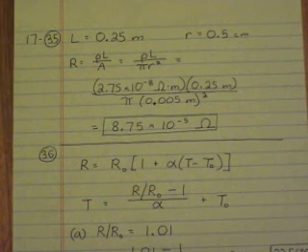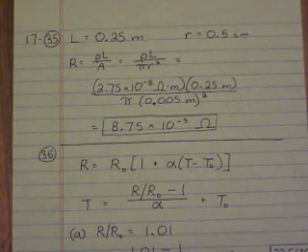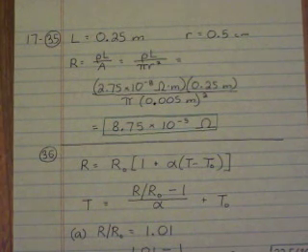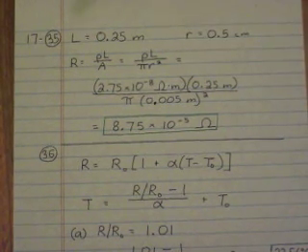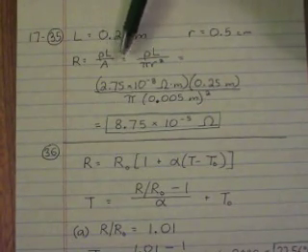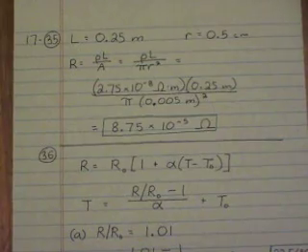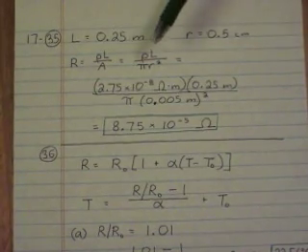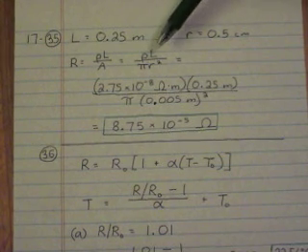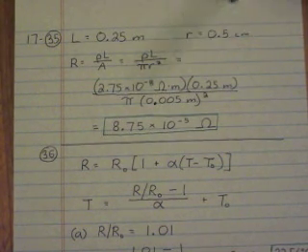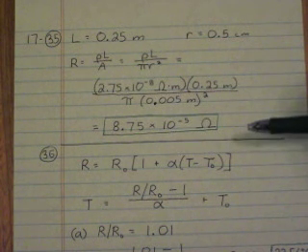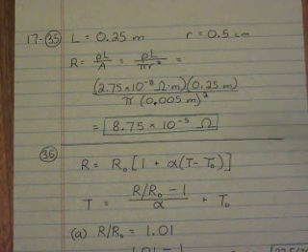Starting with number 35, we have a wire with the given length and radius. To find the resistance, we use resistance equals rho, the resistivity, times length divided by the area. It's a circular cross-section wire, so the area is pi r squared. So we have rho times length divided by pi r squared. Plug in those numbers, and you should get 8.75 times 10 to the negative fifth ohms.